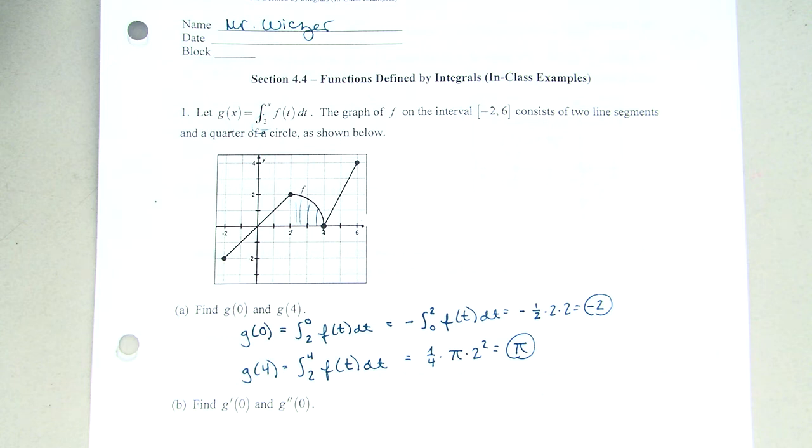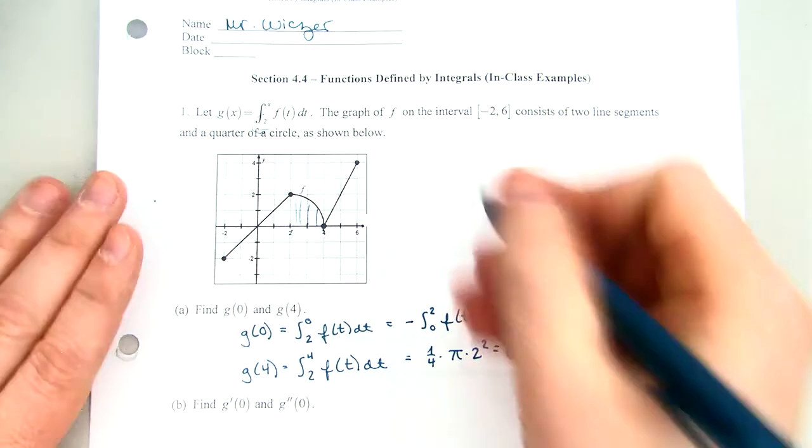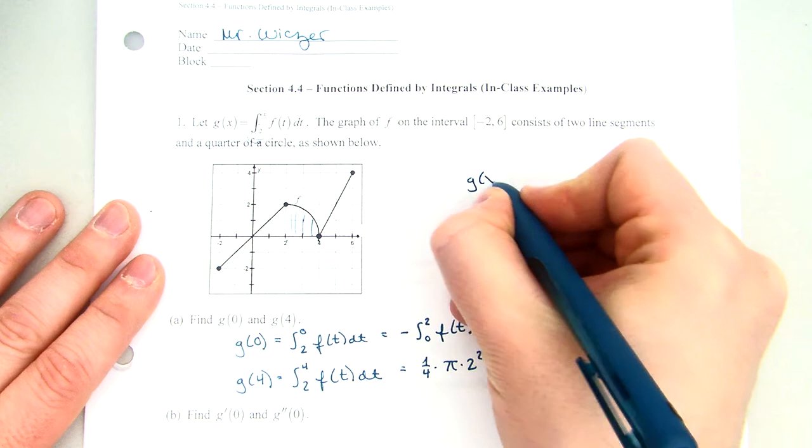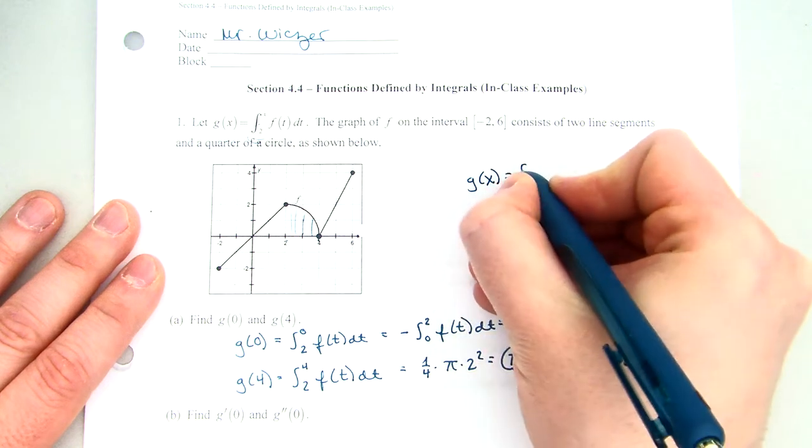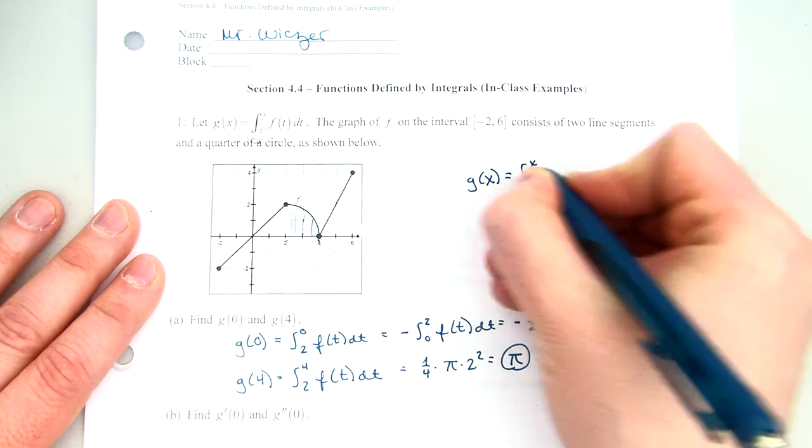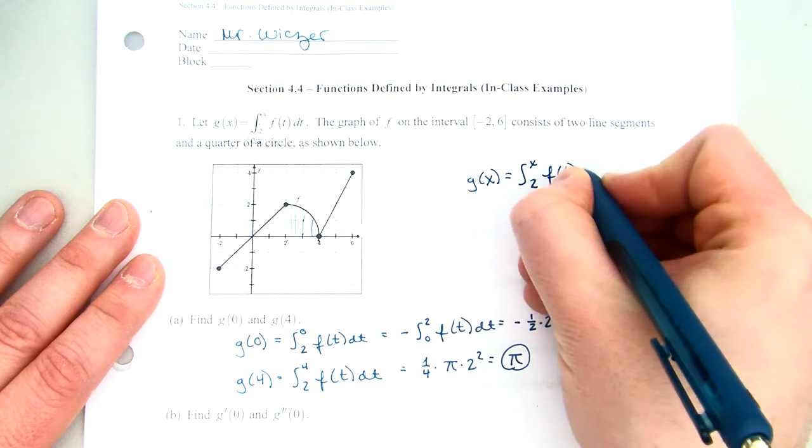Now, the rest of this. Letter B, I want to find g prime of 0 and g double prime of 0. Well, I feel like I need to do a little bit of work before I get there, and this next piece is really the key to absolutely everything we're about to deal with, so I do need super focus here. First of all, g of x is the integral from 2 to x of f of t dt.